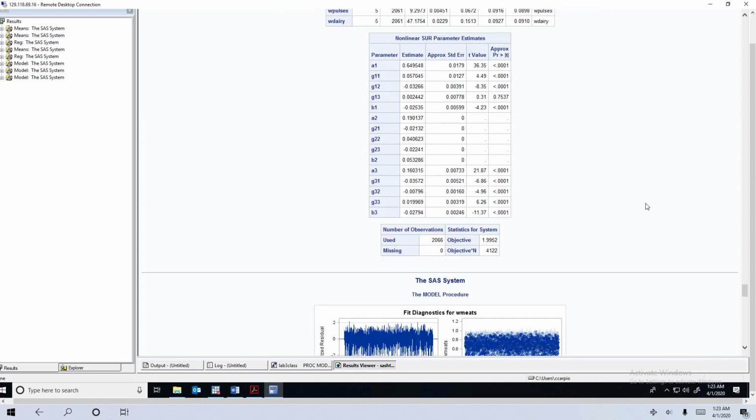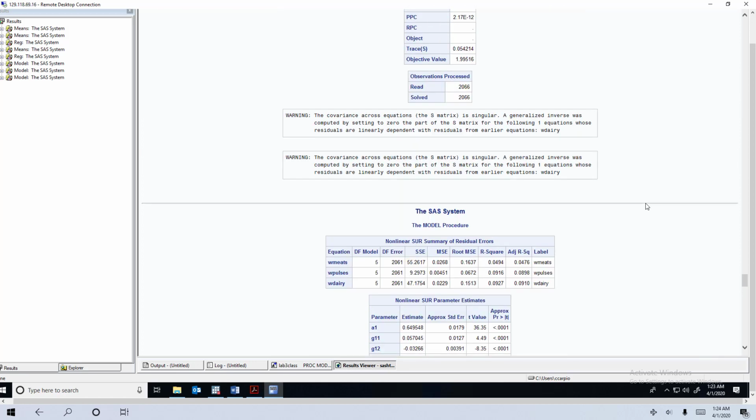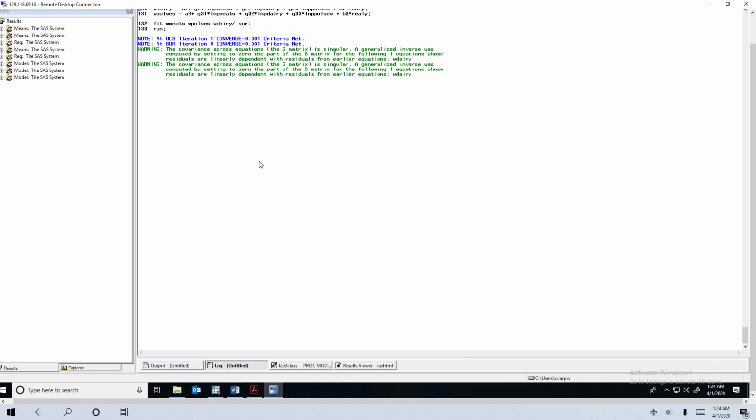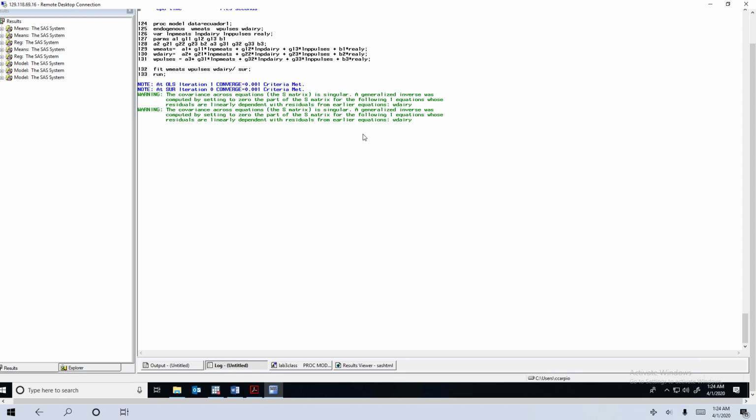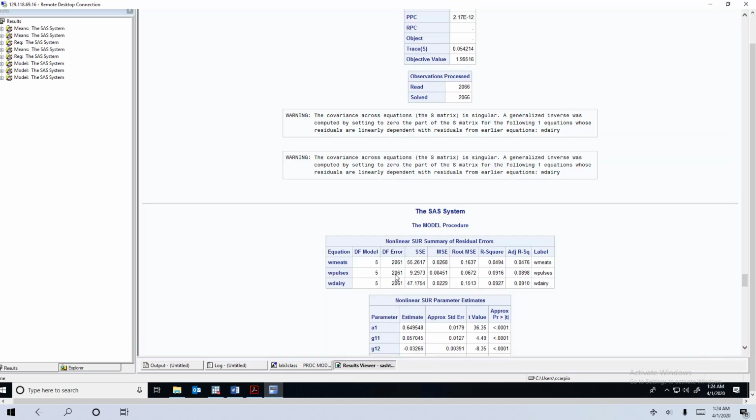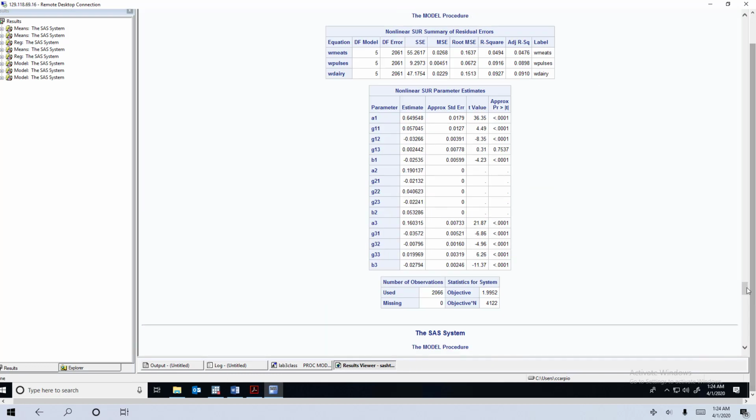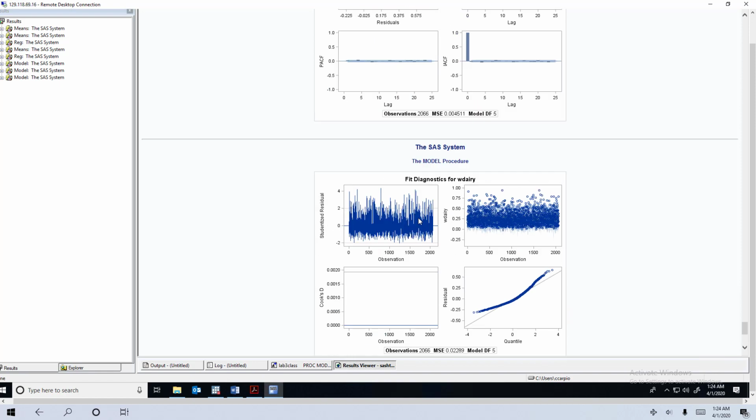Oh, and now we get this issue here, and then have a warning. The covariance across equations is singular. The generalized inverse was computed. Blah blah blah, and so on and so forth. If you go to the log, we get kind of the same thing. Well, the problem, and this is an issue with systems of demand equations.